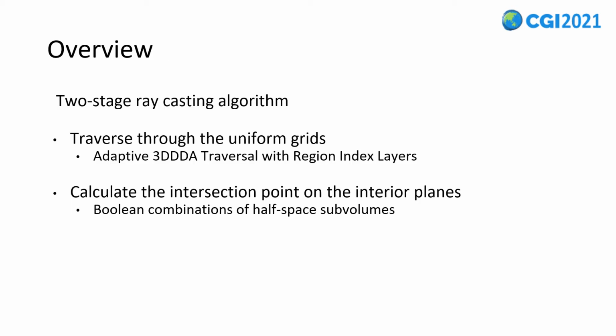In our method, the polygonized isosurface of binary volumes is directly rendered by a two-stage raycasting algorithm, thus no polygon conversion or rasterization is involved. In the first stage, the ray traverses through the uniform grids and skips empty cells until it encounters a solid cell containing the surface. We use an auxiliary structure, the region index layer, to adaptively leap over empty regions of the uniform grid. Then we switch to the second stage to calculate the nearest intersection point on the interior planes. We use Boolean combinations of half-space subvolumes to represent the surface to reduce the cost of intersection tests.